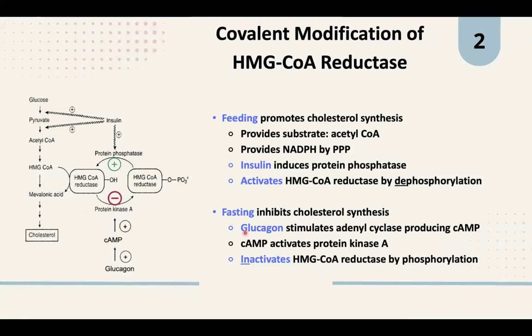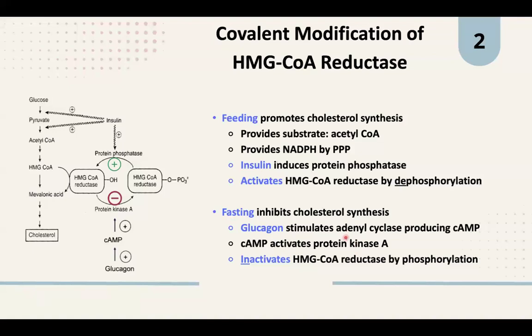You wouldn't want to build things. So glucagon inactivates HMG-CoA reductase in order to make less cholesterol. And it will do that by phosphorylating it. Glucagon in general, this is the pathway that always happens because of glucagon stimulation.